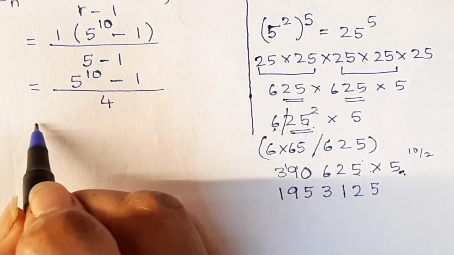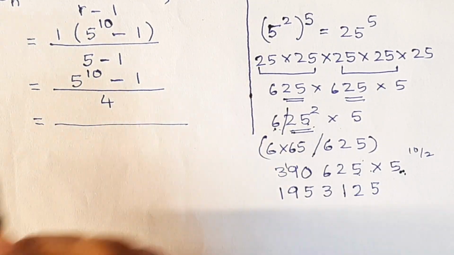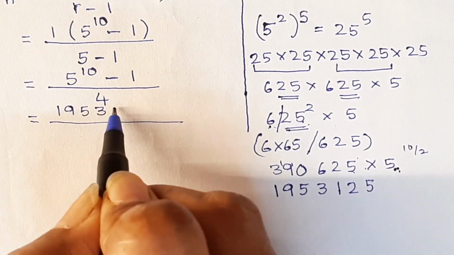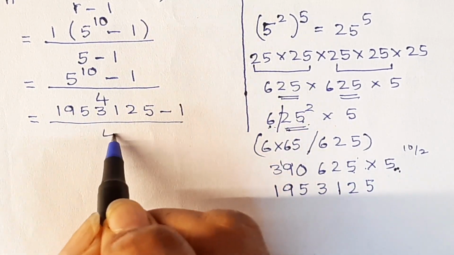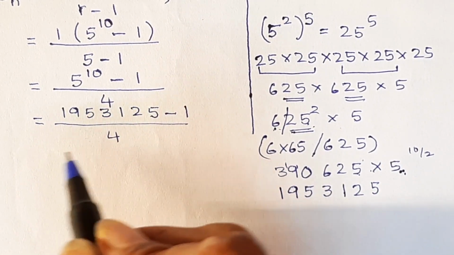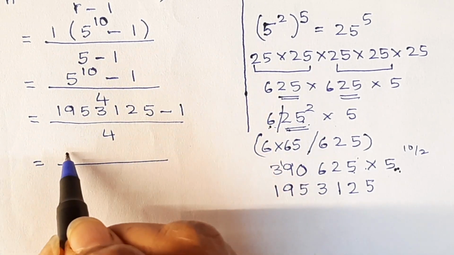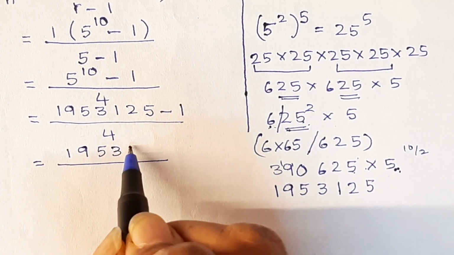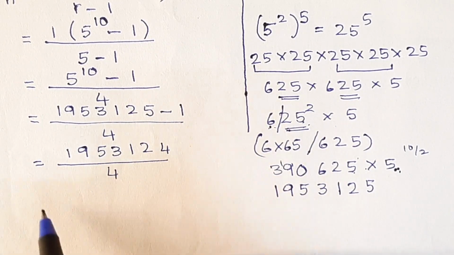So we have 5 to the power 10. It's a huge number. 1, 9, 5, 3, 1, 2, 5, minus 1 upon 4. And that gives us in the numerator 1, 9, 5, 3, 1, 2, 4 upon 4.